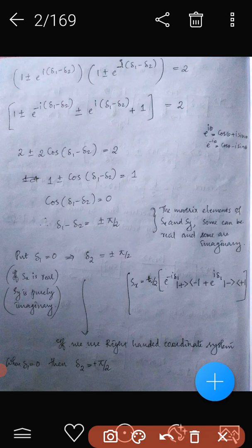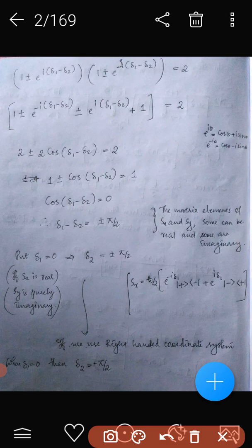Then 1 into 1 is 1, then again 1 into e to the power minus i delta 1 minus delta 2 is e to the power minus i delta 1 minus delta 2, and again we are multiplying this e to the power i delta 1 minus delta 2 with 1, that is e to the power i delta 1 minus delta 2.